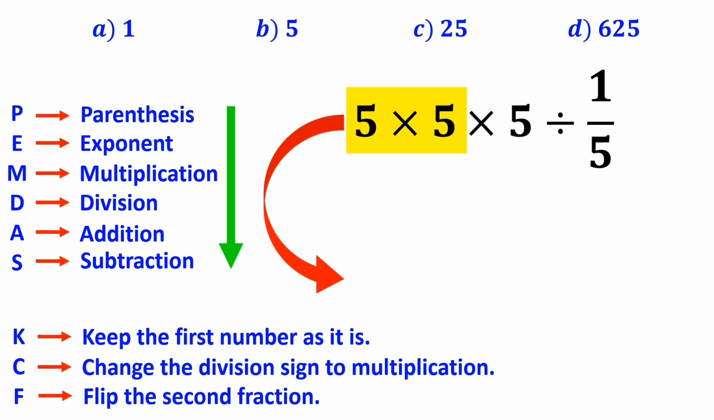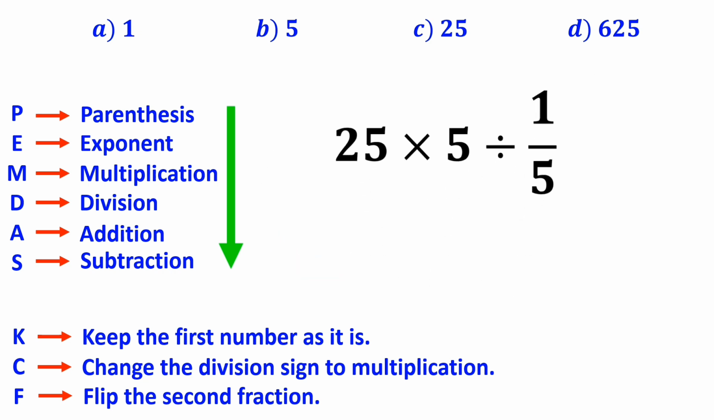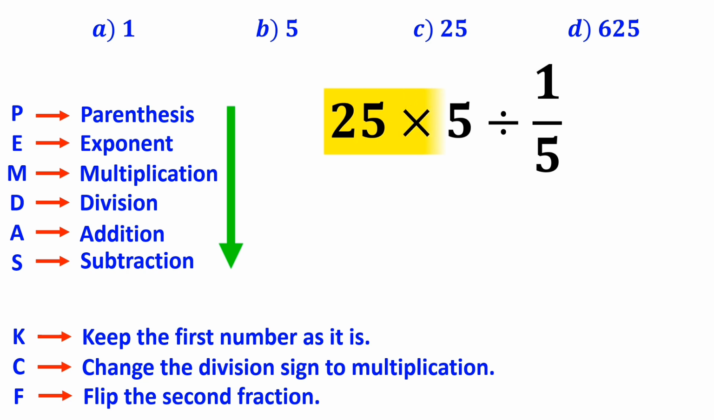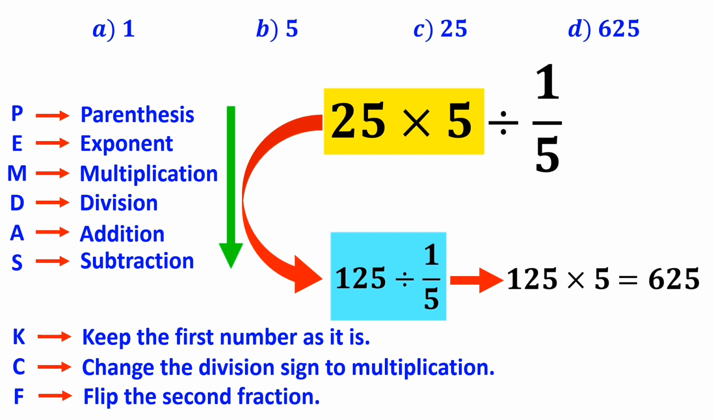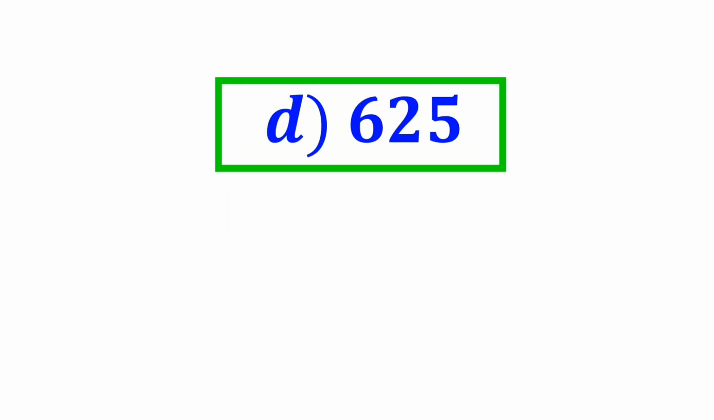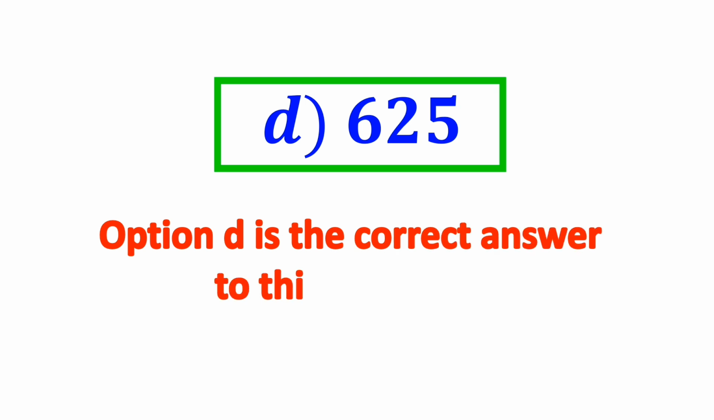Now, this expression becomes 25 times 5 divided by 1 over 5. In the next step, we multiply 25 times 5, which simplifies the expression to 125 divided by 1 over 5. And finally, for the part which I have highlighted in blue, according to the KCF rule, we rewrite it as 125 times 5, which gives us the final answer 625. Therefore, option D is the correct answer to this question.